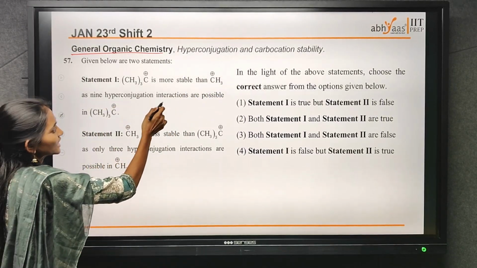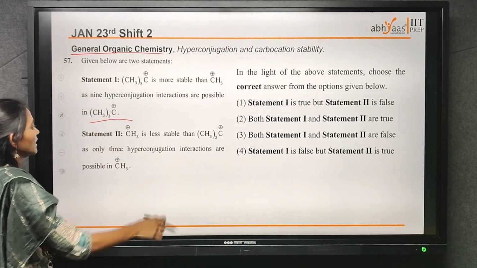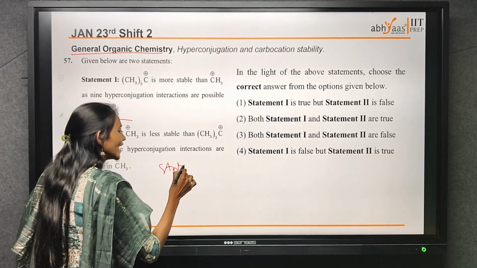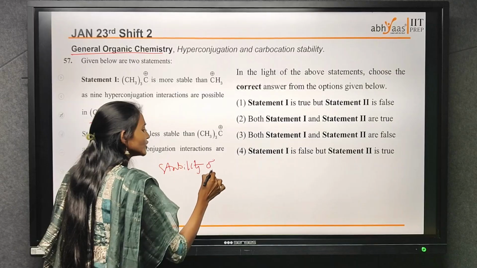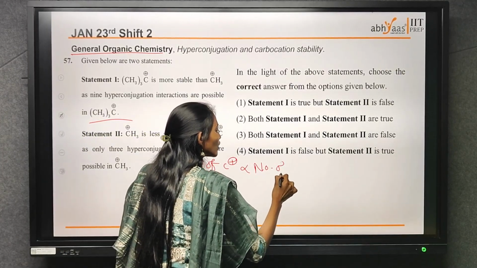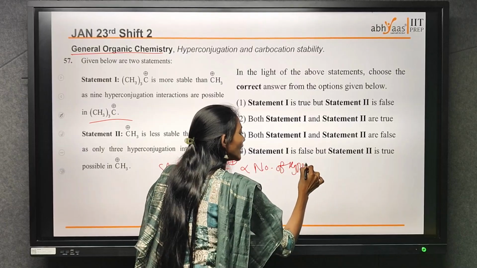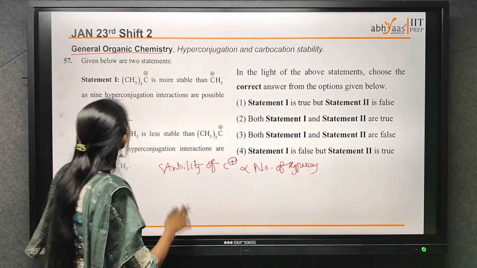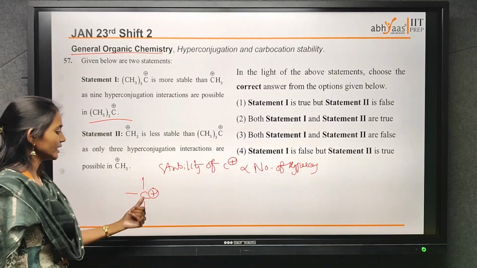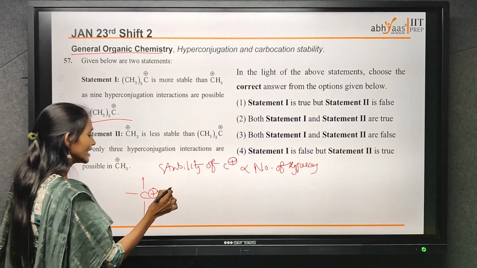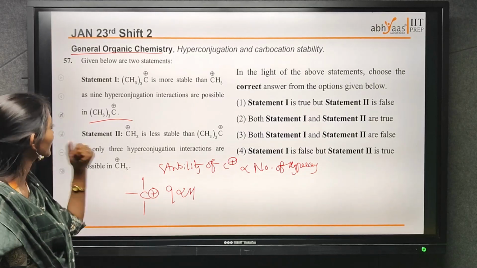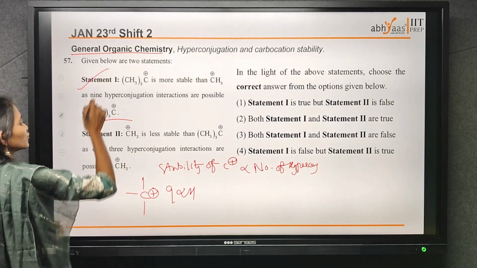And 9 hyperconjugation interactions are possible in this, right? See here, the stability of a carbocation is directly proportional to the number of hyperconjugation interactions. In the CH3 carbocation, how many alpha hydrogens do we have? Nine alpha hydrogens. That means hyperconjugation is also 9, right? So statement 1 is true.